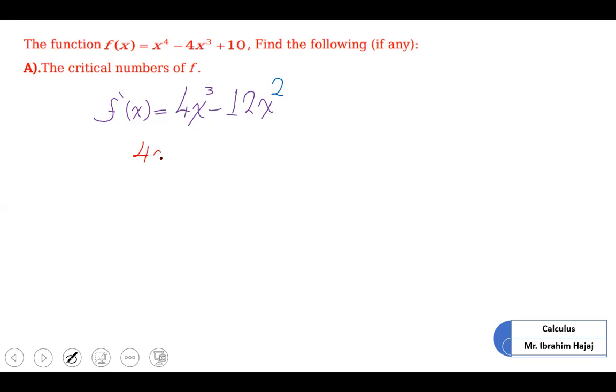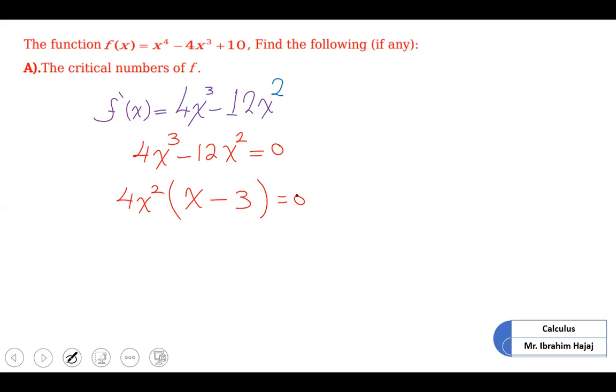So let's find again the critical numbers. So 4x cubed minus 12x squared is equal to 0. Okay, and then what are we going to take? 4x squared, the common factor, and now we have x minus what? 3 equal to 0.